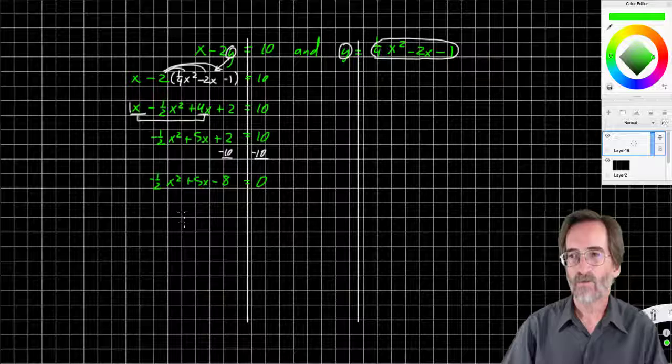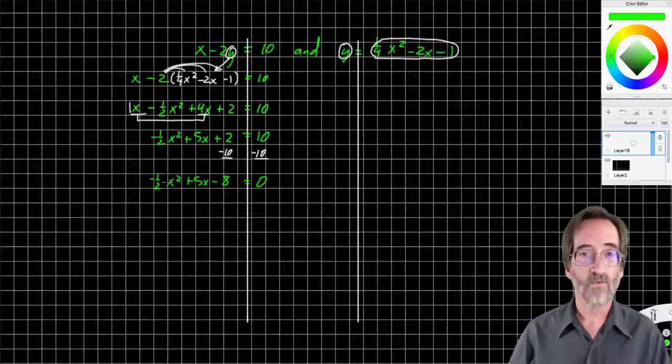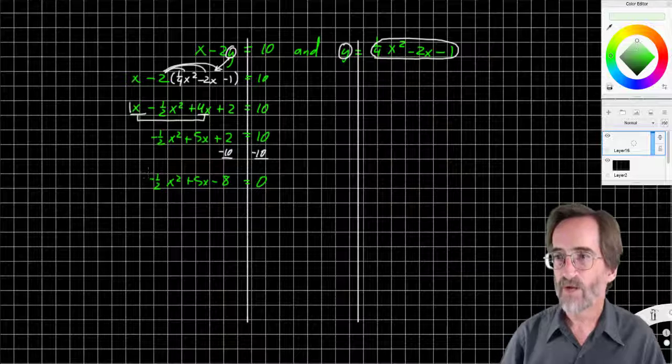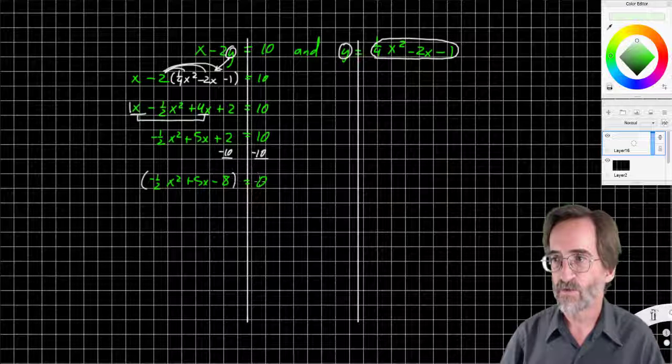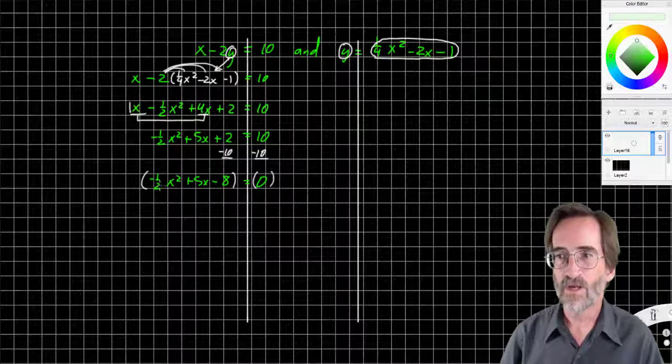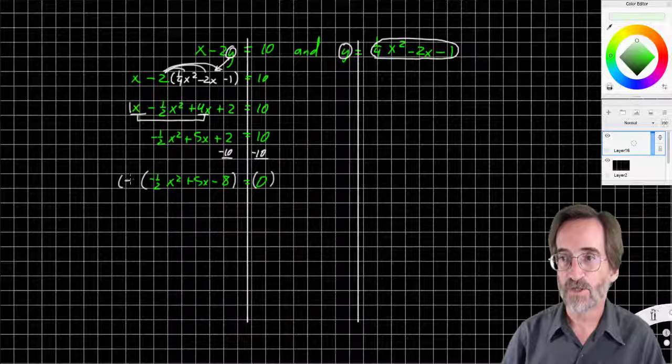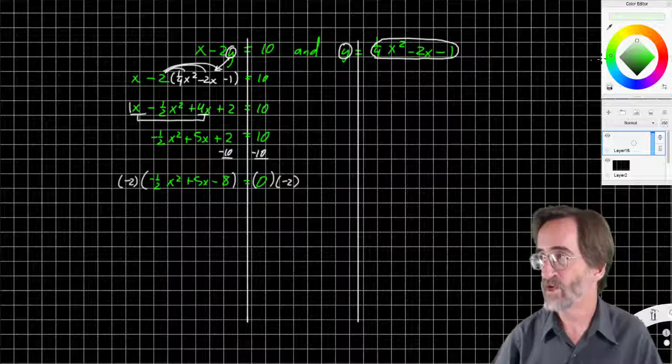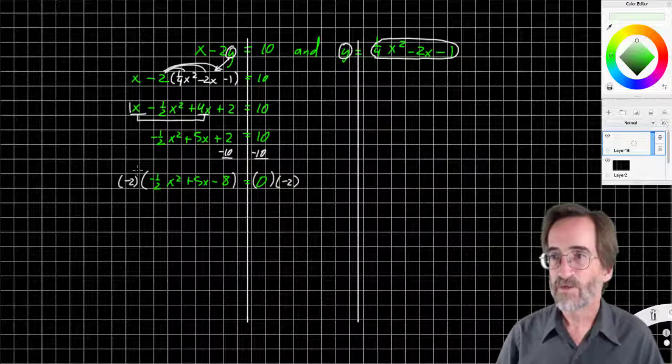Okay. Now, we haven't learned how to work with fractions, but we can get rid of the fraction by multiplying by the common denominator 2. Not only that, the leading coefficient is negative, so I'd like to change that by multiplying by negative 2 on both sides. Remember to distribute.